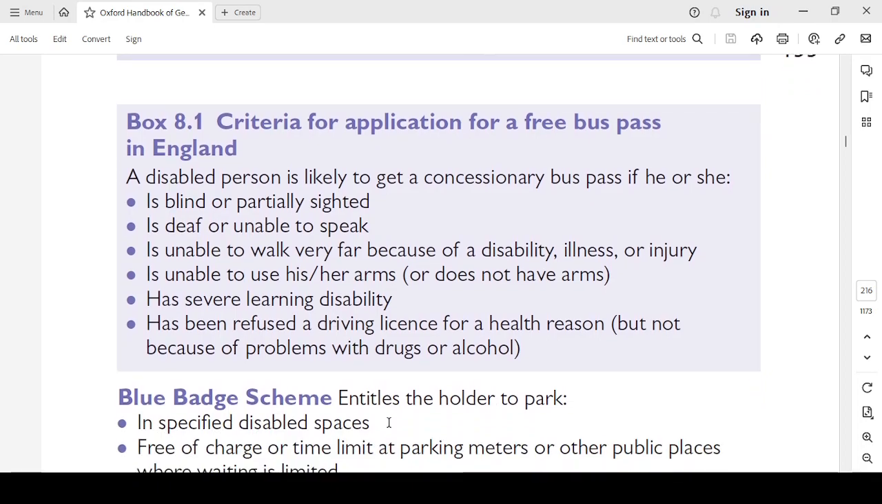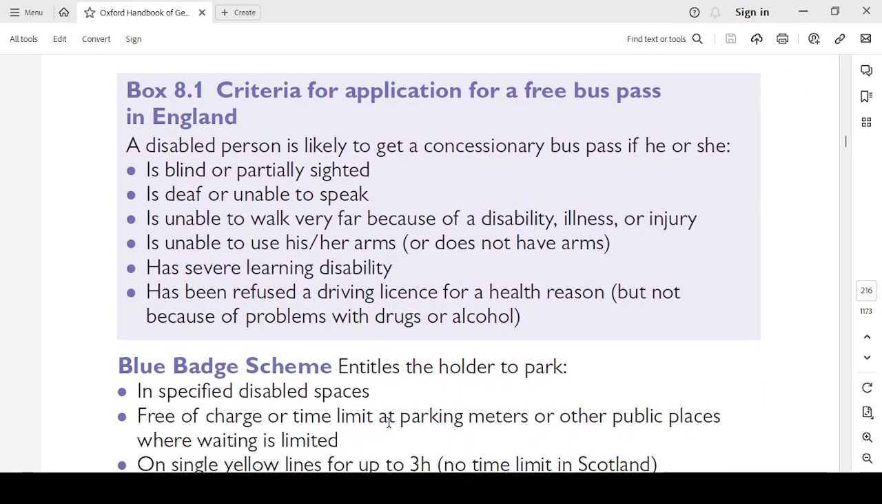Okay, so this is box number 8.1. This is the criteria for application for a free bus pass in England. A disabled person is likely to get a concessionary bus pass if he or she is blind or partially sighted, is deaf or unable to speak, is unable to walk for very far because of disability, illness or injury, is unable to use his or her arms or does not have arms, has a severe learning disability, or has been refused a driving license for health reasons but not because of problems with drugs or alcohol.